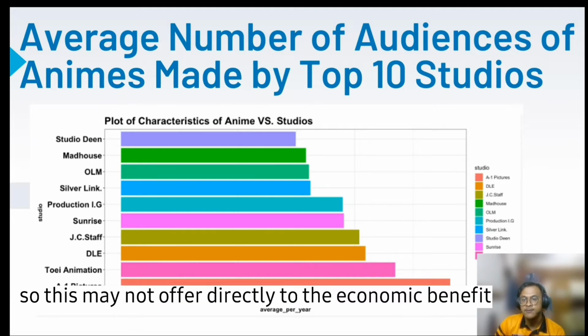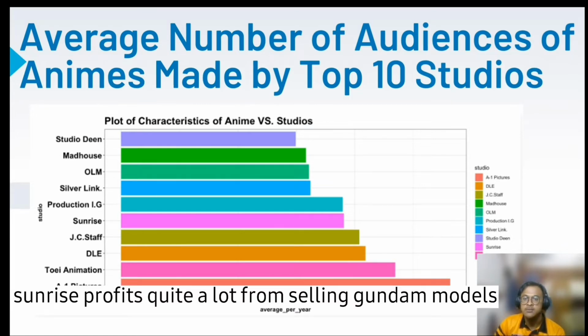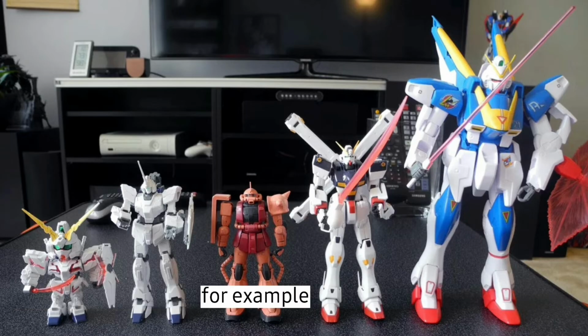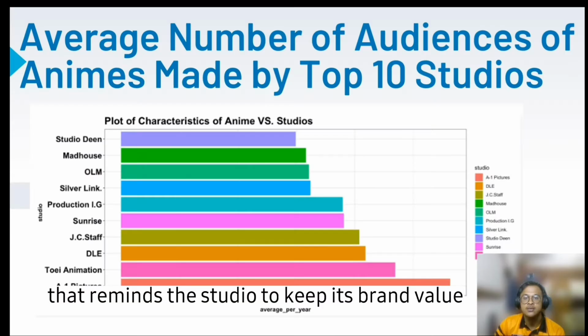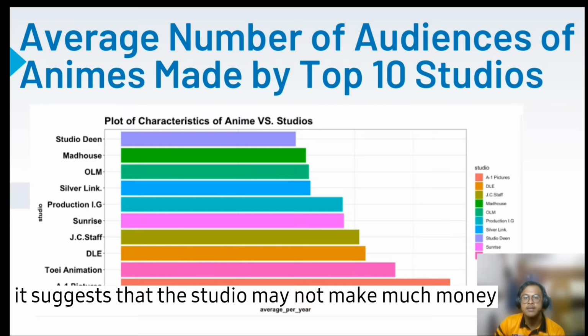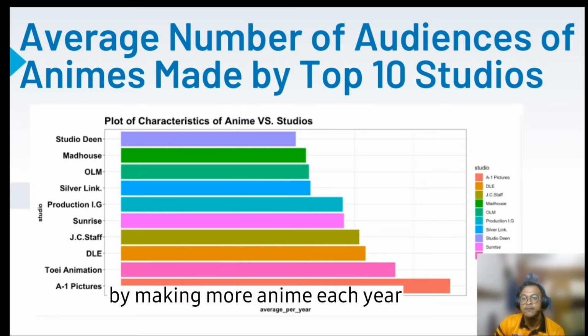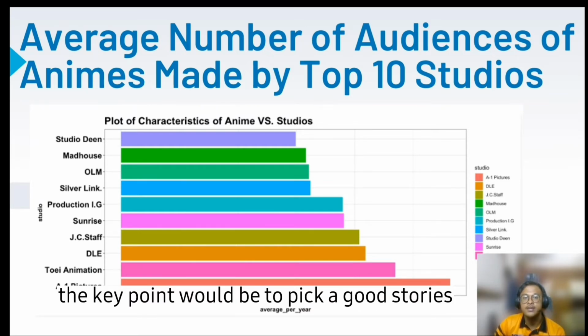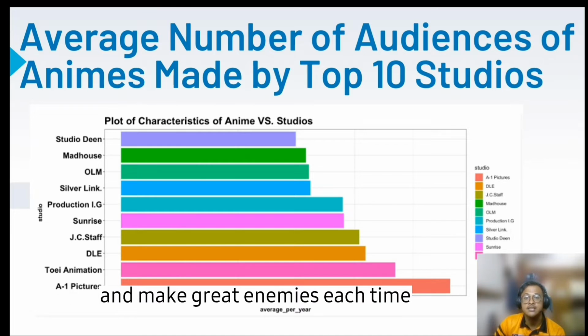Though this may not have a direct link to the economic benefit, Sunrise profits quite a lot from selling Gundam models, for example. It is still an indicator that reminds the studio to keep its brand value. In other words, it suggests that the studio may not make much money by making more anime each year. The key point would be to pick good stories and make great animes each time.